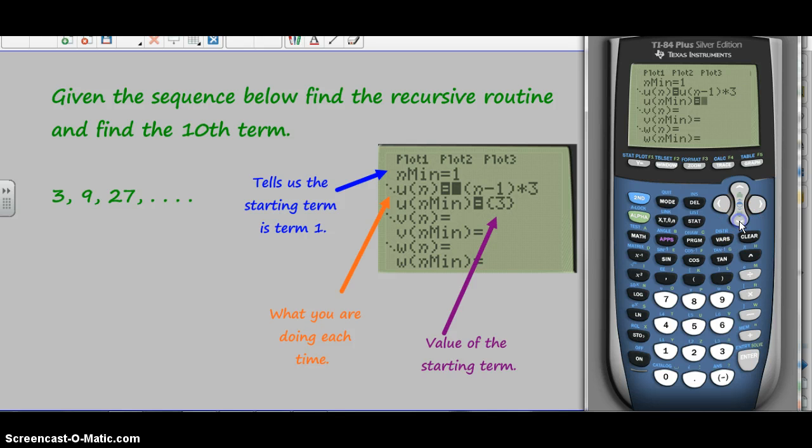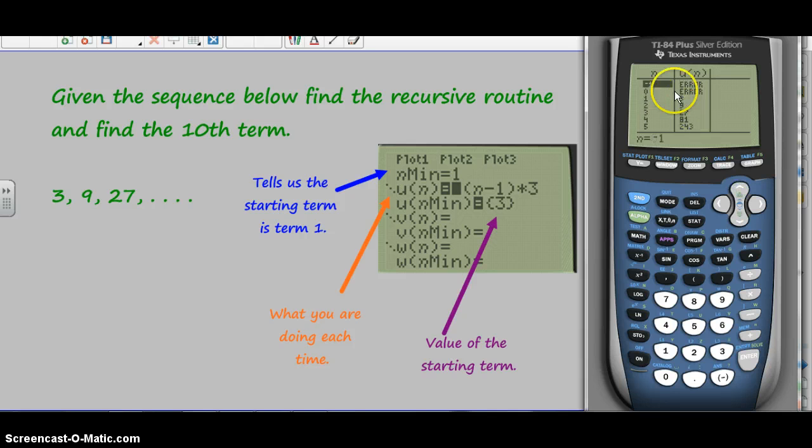The next thing you'll want to do is indicate what is the value of the first term. That's what the next line is indicating. For our geometric sequence, that number is 3. Once you have this information, you can go ahead and jump over to your table. When you're in your table, most likely your table will start at 1.